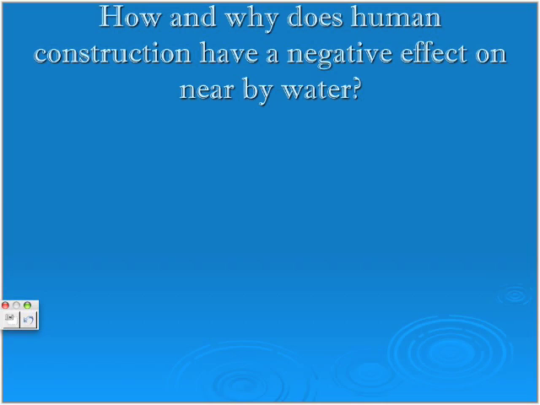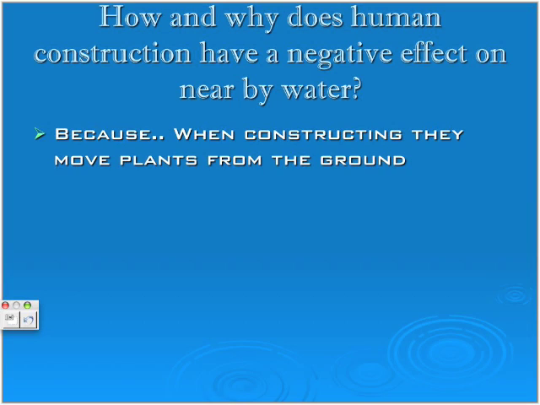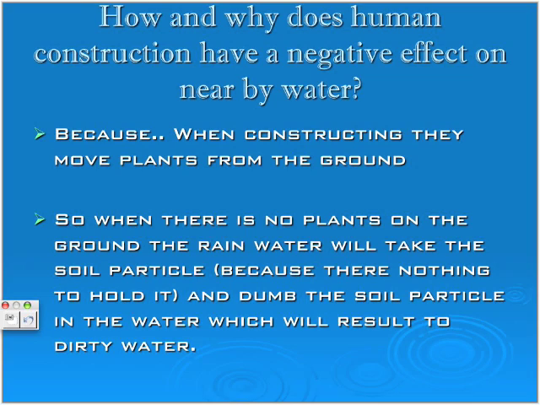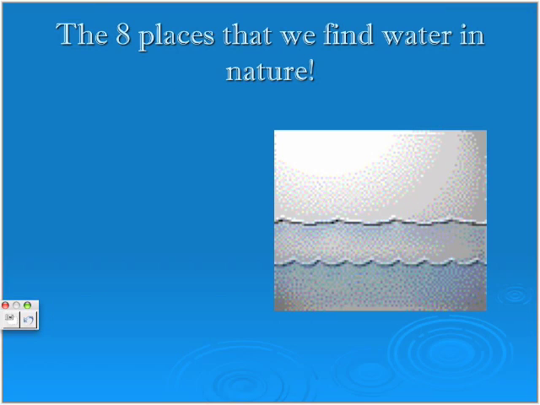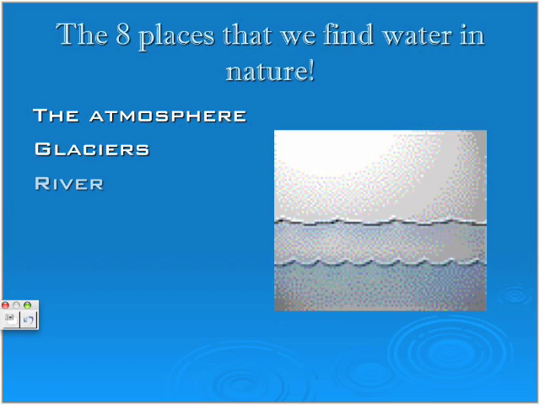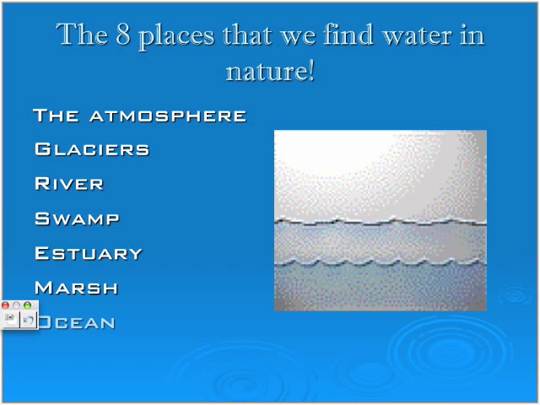Now, how and why does human construction have a negative effect on nearby water? Because when constructing buildings or houses, they remove plants from the ground. So when they remove the plants from the ground, the rainwater takes the soil and dumps it into the water, which gives us dirty water. And now the 8 places where we can find water in nature: the atmosphere, glaciers, rivers, swamp, estuary, marsh, and ocean.